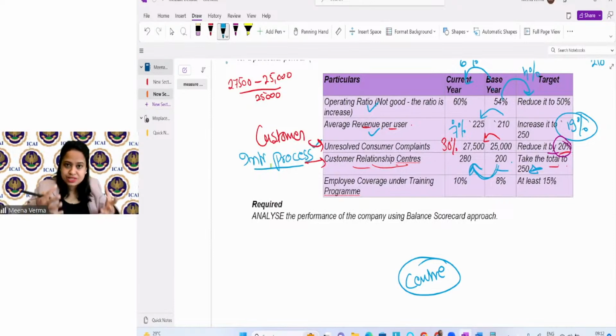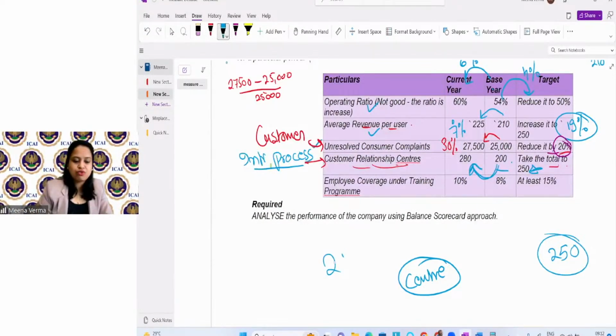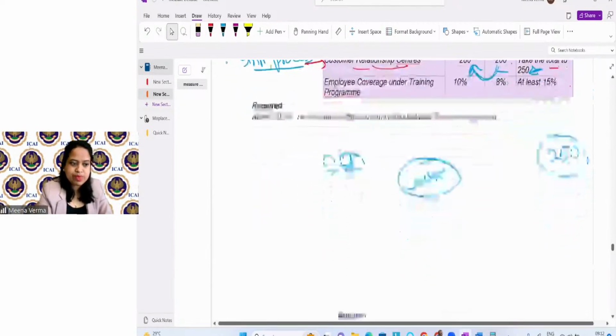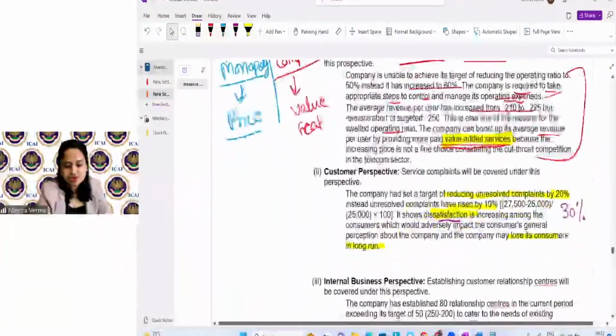Why? Because their business process is to provide services to the customer. This is their business, right? So now they have targeted that they need 250 centers all across the place. Instead of 250, now they have opened 280 centers, which is good for the company, because now you will provide more services to the customer.